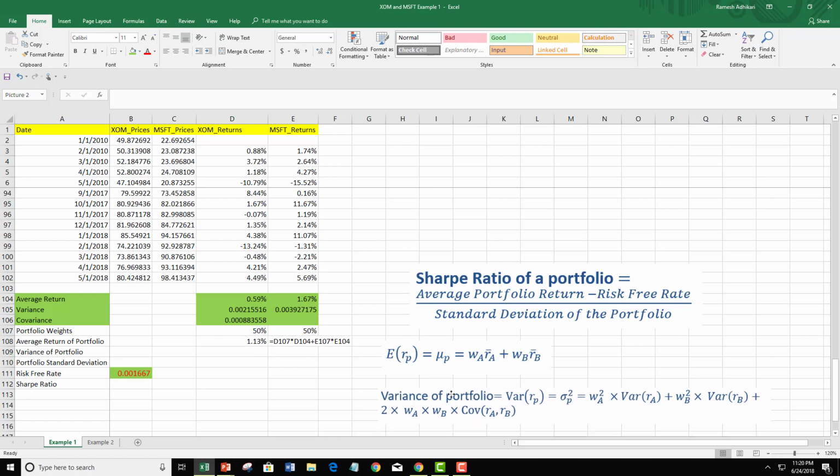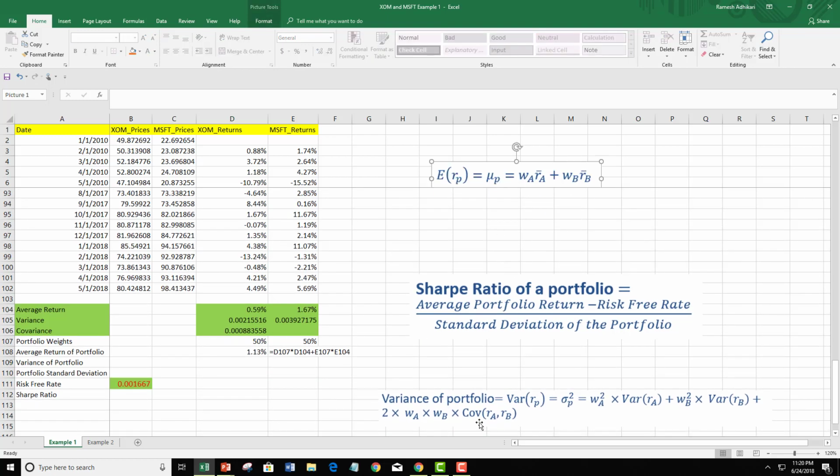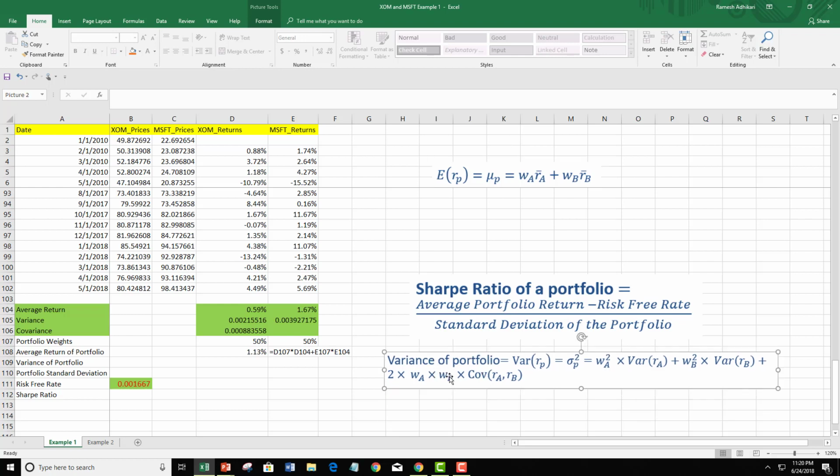In order to compute portfolio variance, I am going to use this formula here. Portfolio variance equals, look here, the square of the proportion of money invested in stock A times the variance of A, plus the square of the proportion of money invested in stock B times the variance of B, plus 2 times the proportion of money invested in stock A times the proportion of money invested in stock B times the covariance of A and B. So we have all this information here.